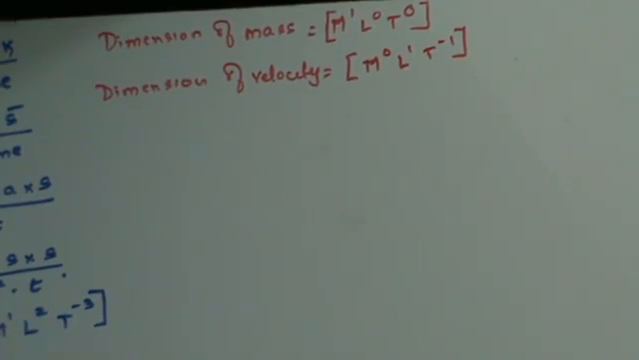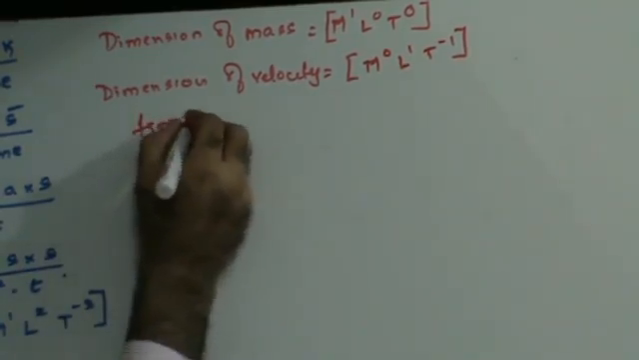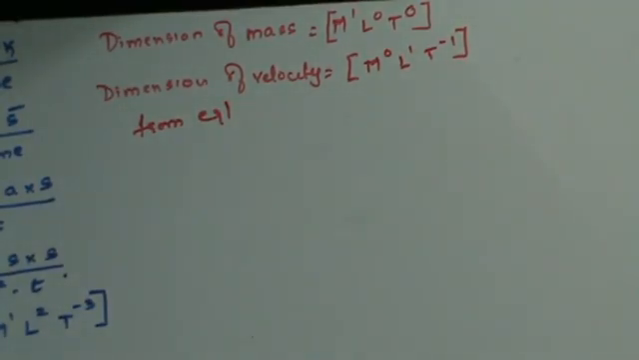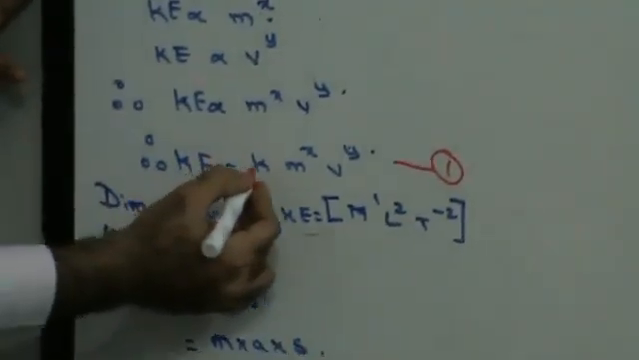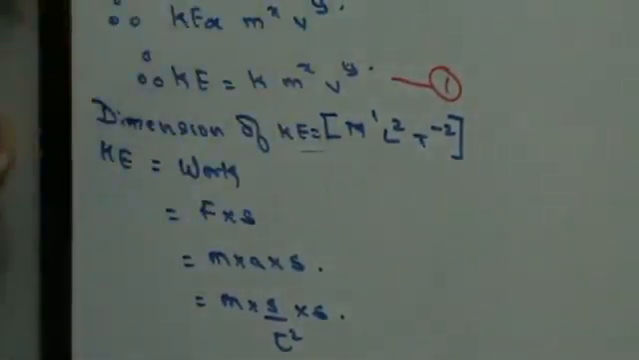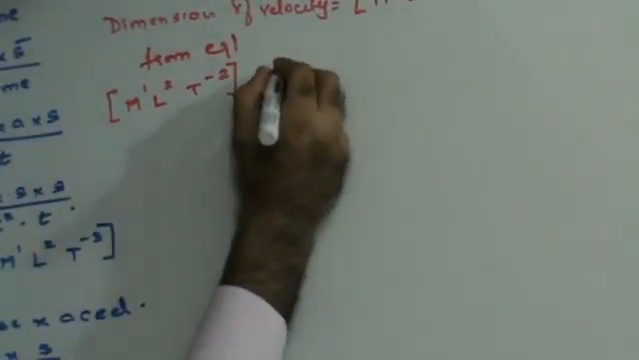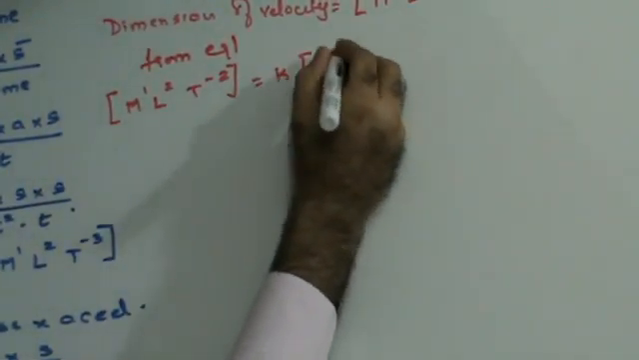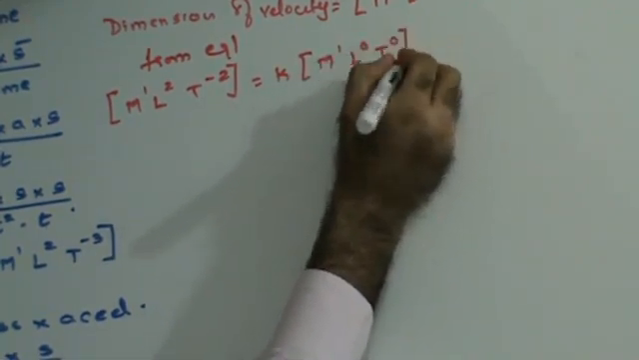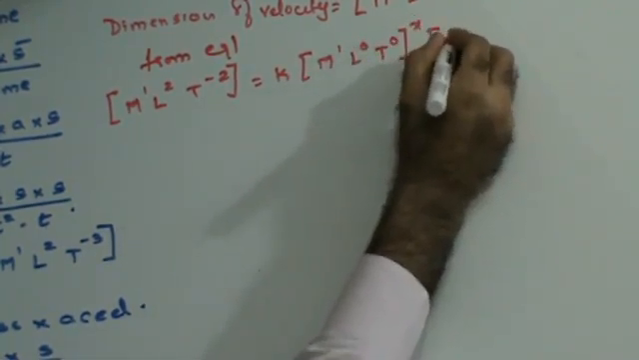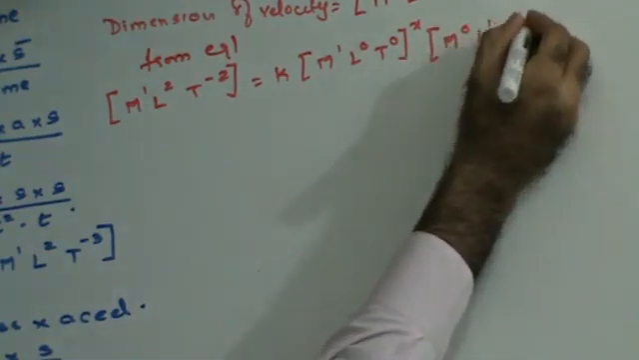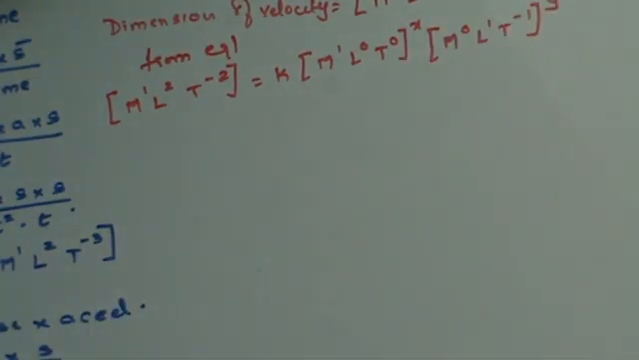I can say from equation 1, guys, can you please see equation 1? This is your equation 1. KE is equal to k times m raised to x, velocity raised to y. So, dimensions of kinetic energy, m1 L2 T minus 2, is equal to k times m1 L0 T0 raised to x and m0 L1 T minus 1 raised to y. Right?